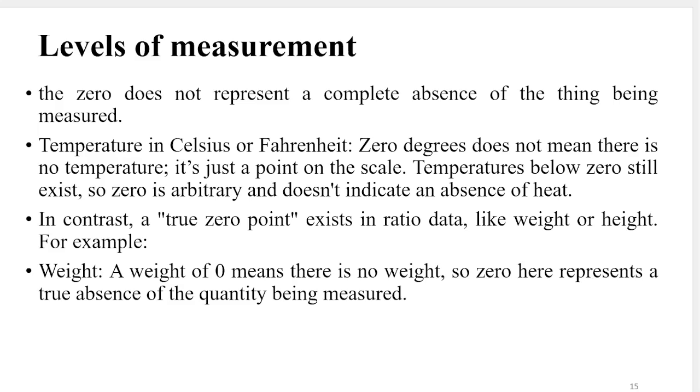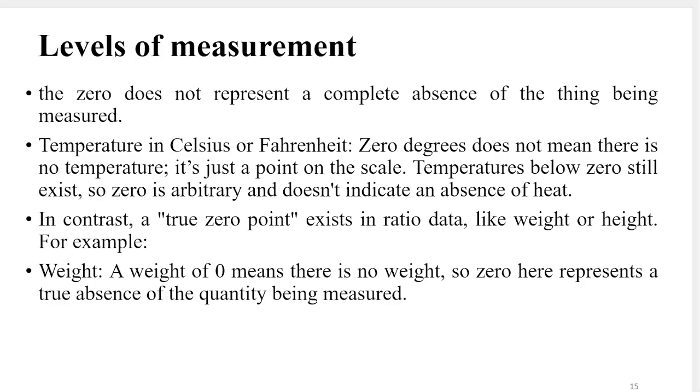In contrast, in ratio data, we have what we call a true 0 point. A true 0 means there is a complete absence of the quantity being measured. For example, in weight, 0 kilograms means there is no weight at all. Similarly, in height, 0 means no height. And in the number of patients, 0 means no patients.